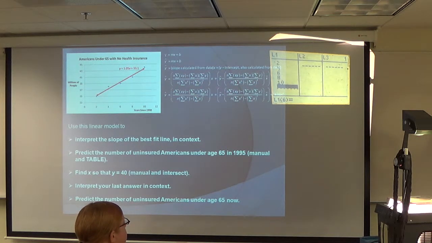L2 are going to be the Y values, which were the what? 35, 38, 40. Oh, good. But what do they stand for? The millions of people. Exactly, millions of uninsured people. Not 141. And 44. Yeah.